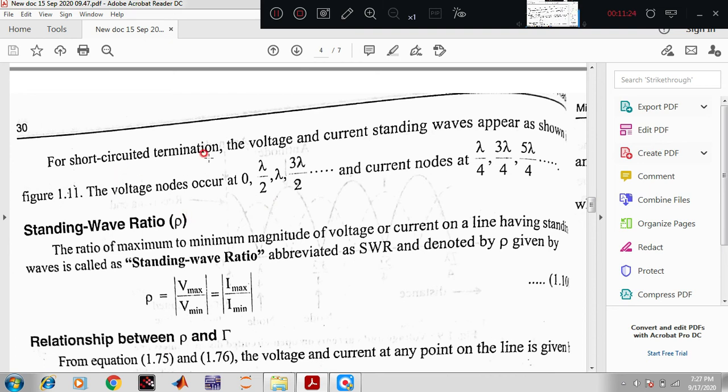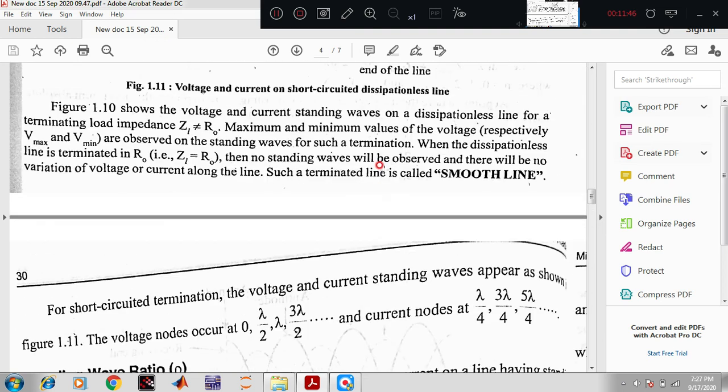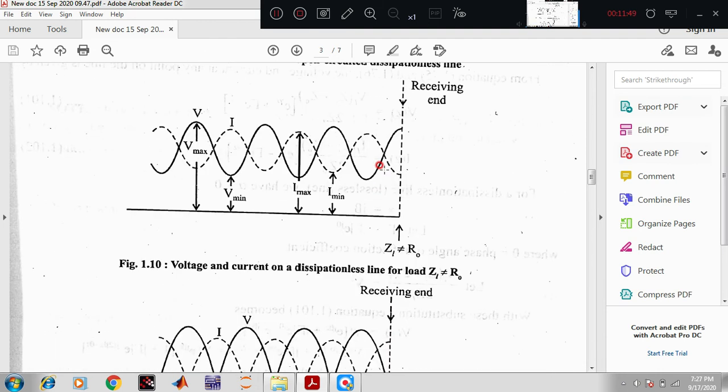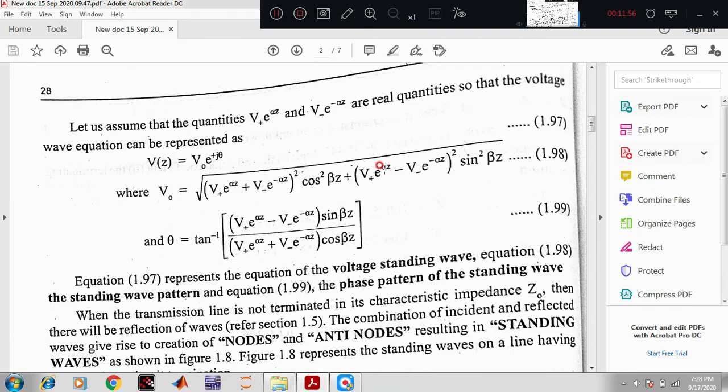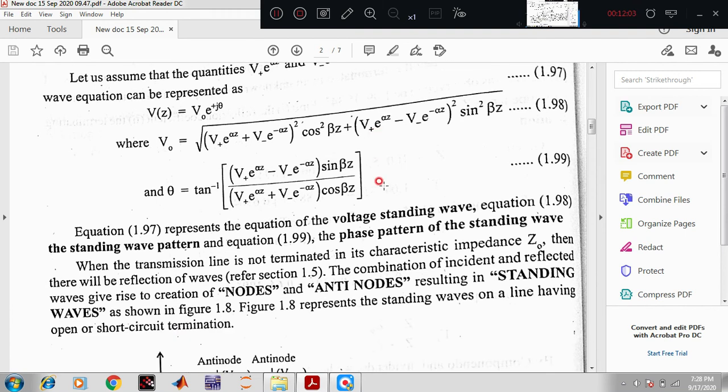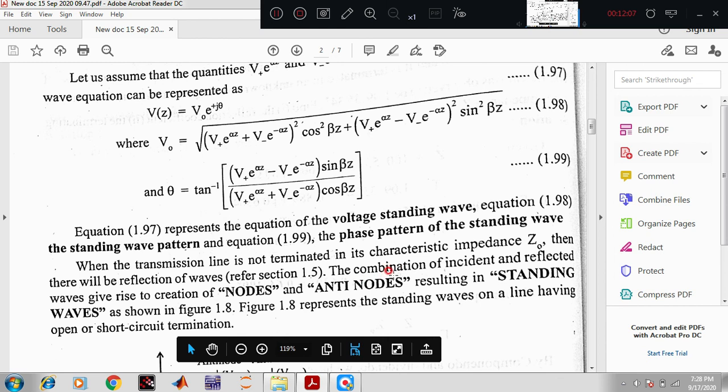And for short circuited termination, as I explained through the diagram, the voltage and current standing waves appear as follows: the voltage nodes occur at 0, lambda by 2, 3 lambda by 2, and the current nodes occur at lambda by 4, 3 lambda by 4 and 5 lambda by 4, right? So this is the brief idea given regarding standing waves. So what are standing waves? Basically it is a combination of the incident wave as well as the reflected wave, right? What are antinodes and nodes? The antinodes correspond to the voltage having maximum amplitude and the nodes to minimum amplitude, and both nodes and antinodes result in standing waves.